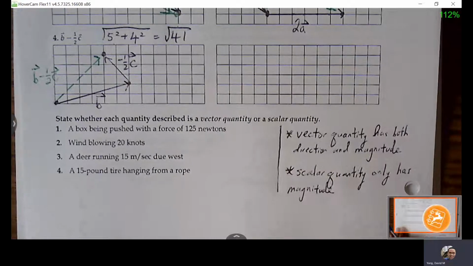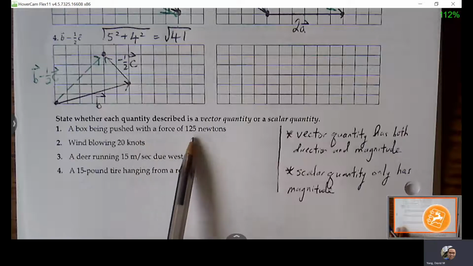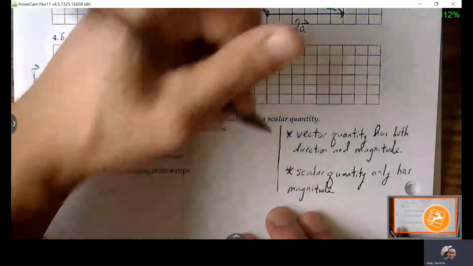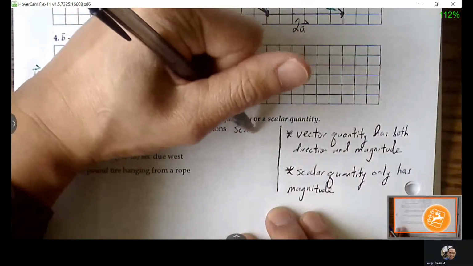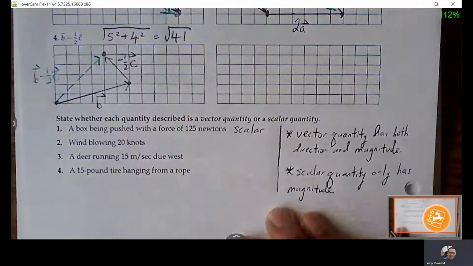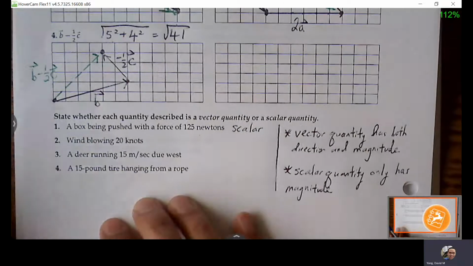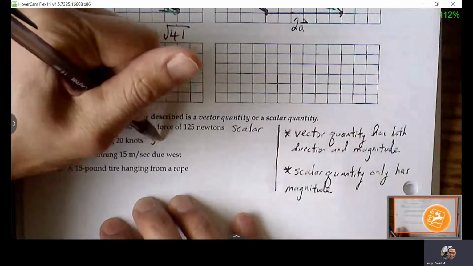Okay, so state whether each quantity described is a vector quantity or scalar quantity. A box being pushed with a force of 125 newtons. What do you guys think? Scalar, right? We know what the force is, but we have no idea which direction it's being moved. Wind is blowing 20 knots. Scalar, we don't know which direction it's headed.